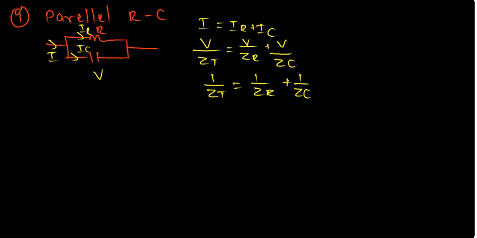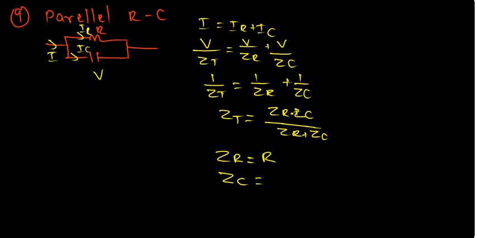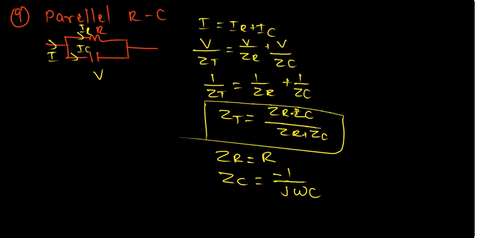So when you solve this, the total impedance is ZR times ZC over ZR plus ZC. We already know that the impedance of the resistor ZR is R, and the impedance of the capacitor is minus 1 over j omega C. So when you plug in here, we get the impedance equation. We are going to draw the phasor diagram for this. What does the phasor diagram look like?